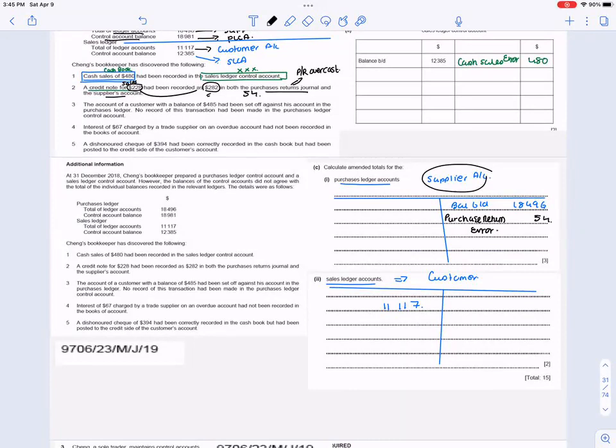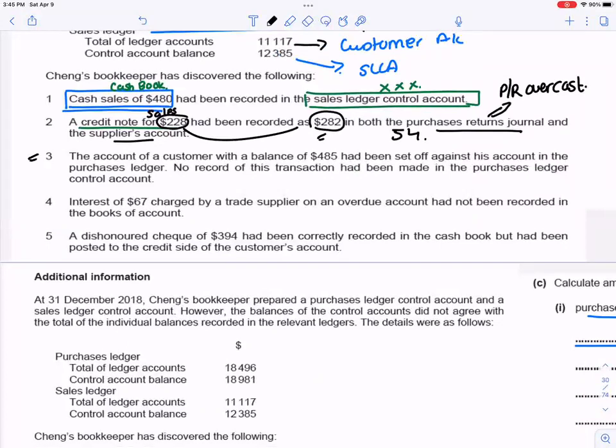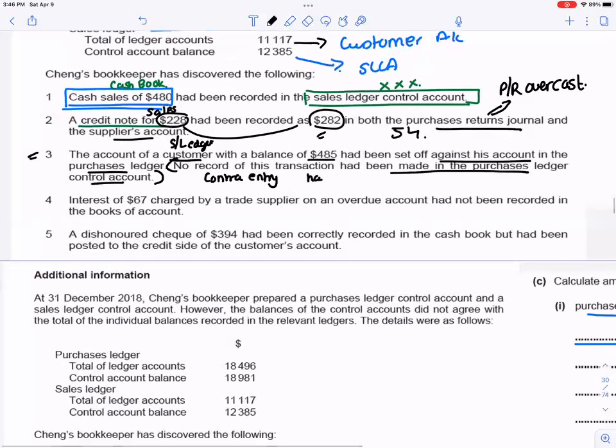Are you all with me? Third one. Account of a customer, meaning sales ledger, with a balance of 485, had been set off against his account in the purchase ledger. Contra entry. No record of this has been made in the purchase ledger control account. That means this is a contra entry, and the contra entry has not been made in PLCA.